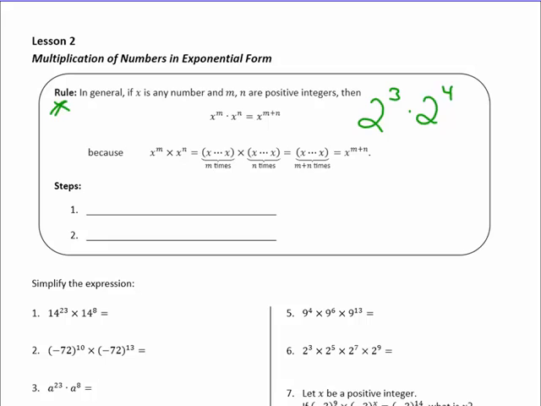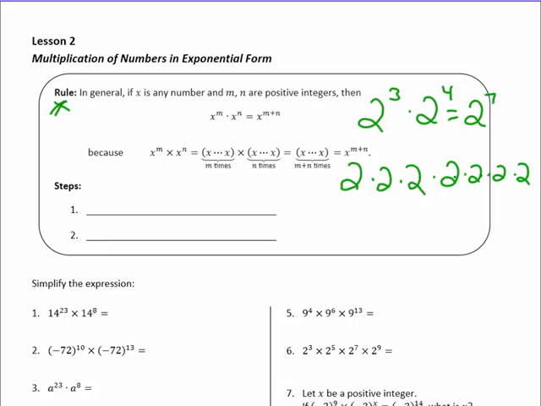And I want you writing this in, please. Well, we know 2 to the third means 2 times 2 times 2, 3 of them. 2 to the fourth means 2 times 2 times 2 times 2, 4 of them. And if I multiply them all together, how many 2's do I end up multiplying? Well, 1, 2, 3, 4, 5, 6, 7. So I can really write this as 2 to the 7th.